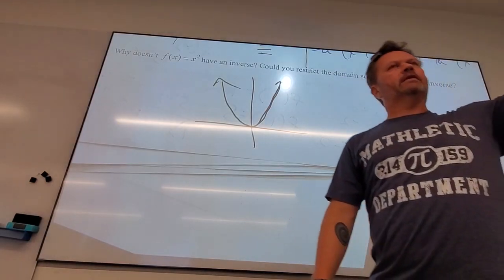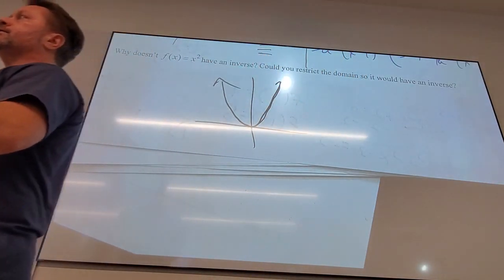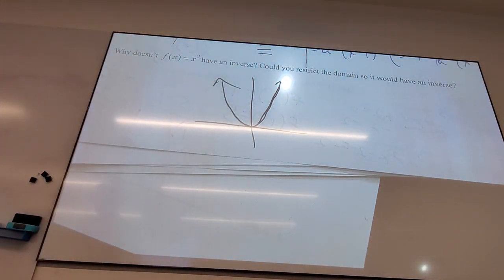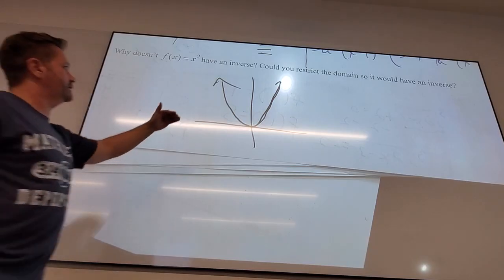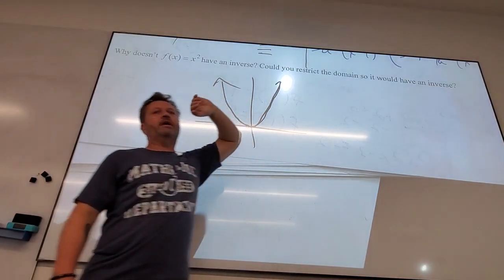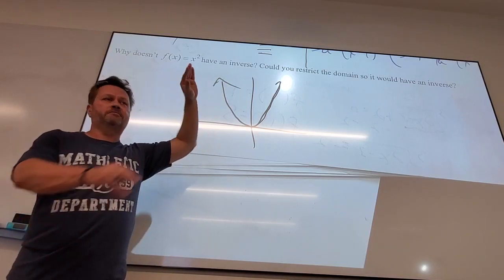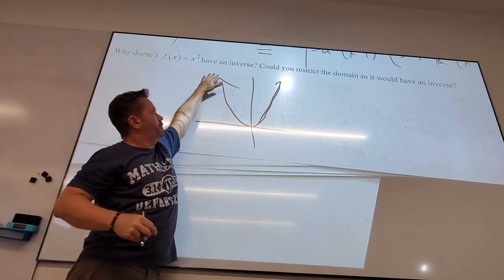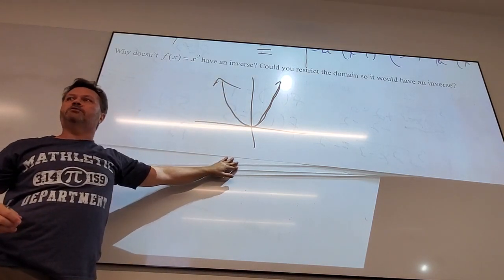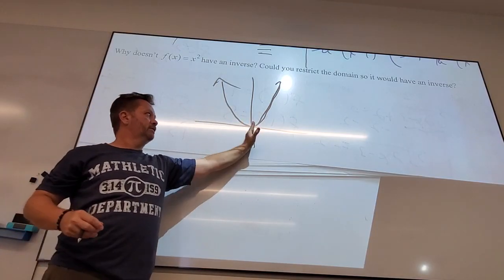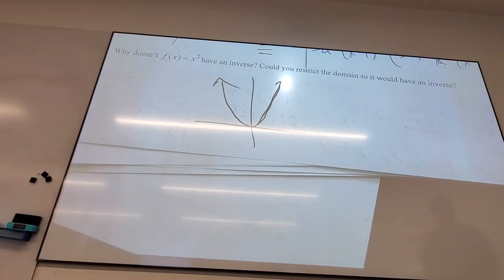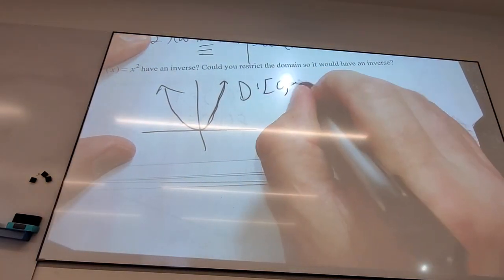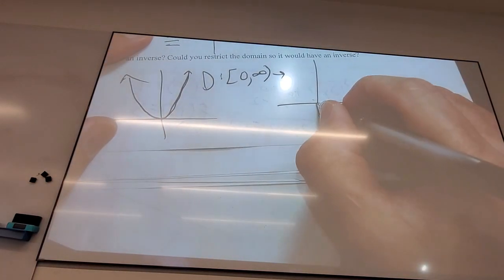Can you erase? What's the least amount you can erase so that the rest passes the horizontal line test? Can you cover part of it and then the rest? Why does it not pass the horizontal line test? Because it hits this and then it hits that. So can't you just get rid of this? So I want my domain to start where then? If I want to chop all this off, where do I want my domain to start? 0. So if I restrict my domain to be 0 to infinity, the picture becomes this.